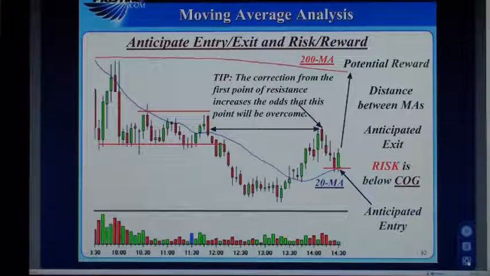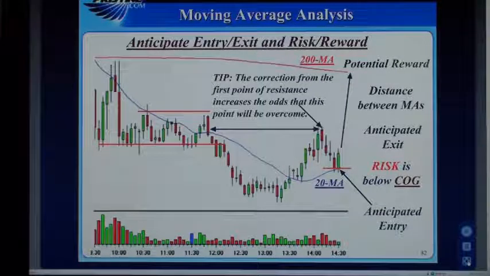So this correction from that first point of resistance, meaning as prices corrected into that congestion to the left, it absorbed some of that supply. It made it less potent as a reference point of resistance. So as prices pulled back and formed the pivot high, as prices moved down toward that 20 MA and that potent changing of the guard formed, this is a pattern suggesting that prices could take out that pivot high and that the area of congestion to the left, the base, was going to be less of a concern to us.